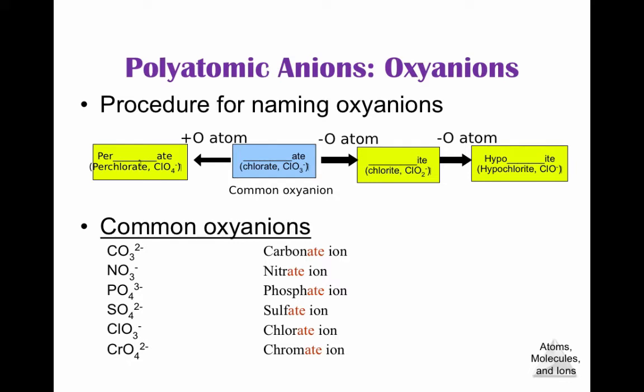If you add an oxygen, it becomes per. So in this example at the top, I used chlorate as an example. Chlorate is ClO3-. If I add an oxygen, I don't do anything to the charge, I just add an oxygen, it becomes perchlorate. So instead of ClO3-, it's ClO4-. That becomes perchlorate. From the common, if I take one away, it becomes ite, so chlorite.